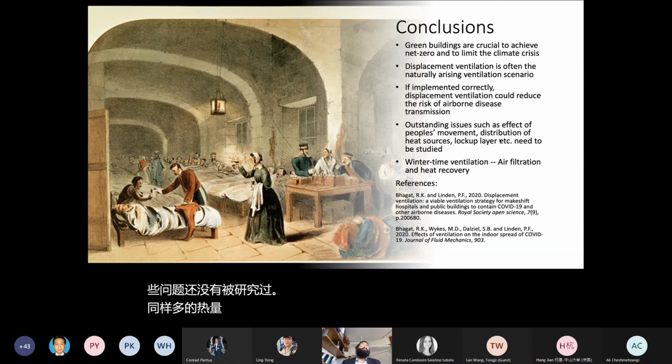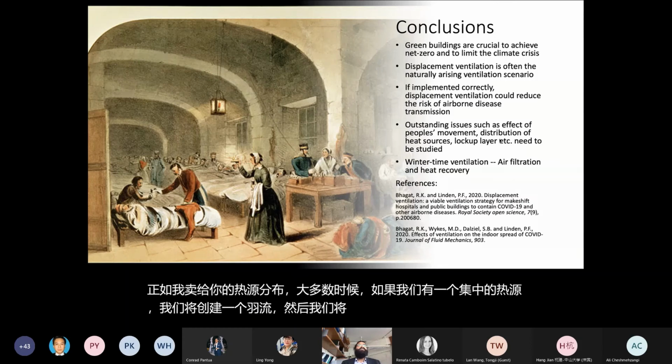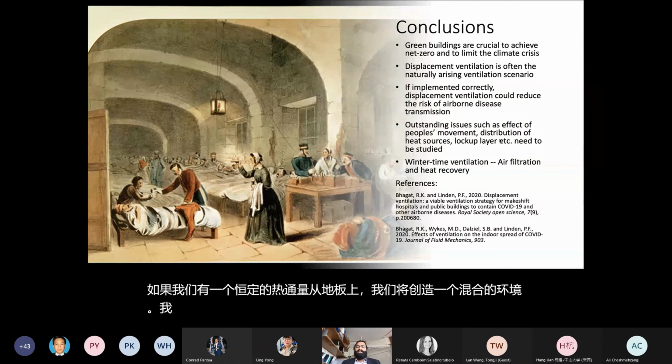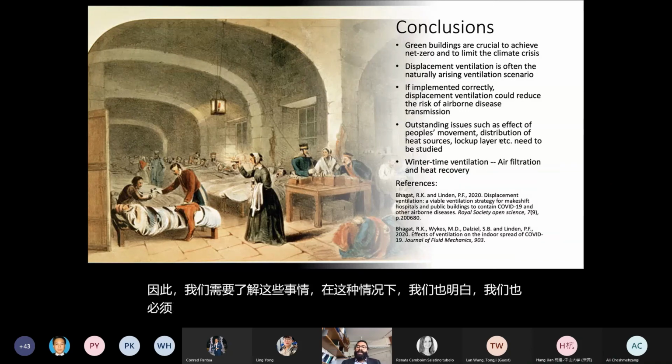I showed you that most of the time, if we have a concentrated heat source, we will create a plume, and then we will create a displacement ventilation sort of scenario. Whereas if we have a constant heat flux from the floor, we will create a mixed environment. So it really depends upon the distribution of heat sources in the indoor environment. We need to understand those things, and in that context we also have to understand the lockup layer, etc. And these things need to be studied.